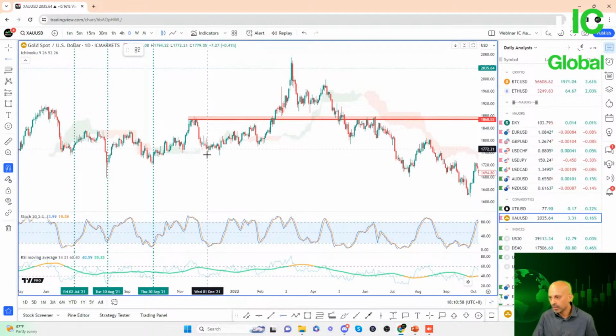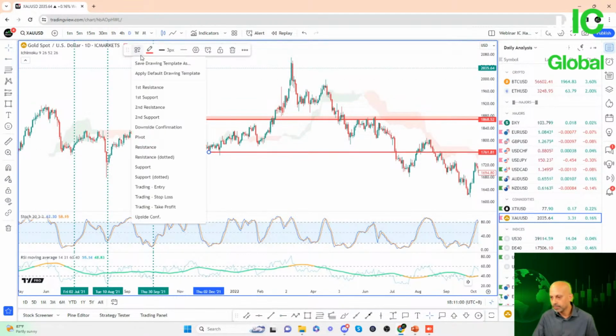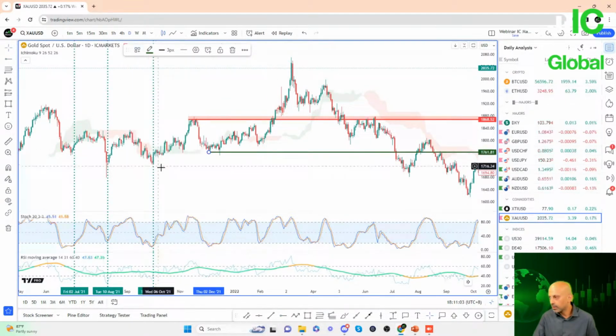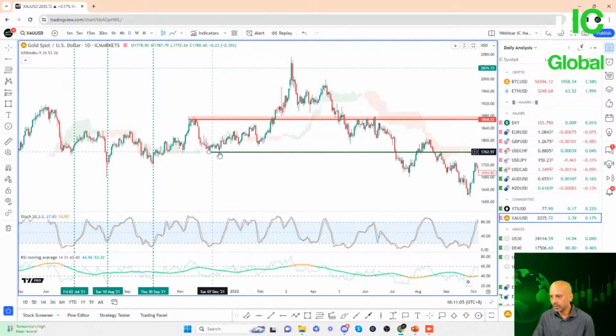Because if we look here, we can also see that this is a pretty decent support level, right? Price finding support at 1,760. We managed to consolidate over here, and then as price bounced off this level one last time, with stochastic moving up and RSI moving up, it does give us a good indication for another bullish move to the upside.